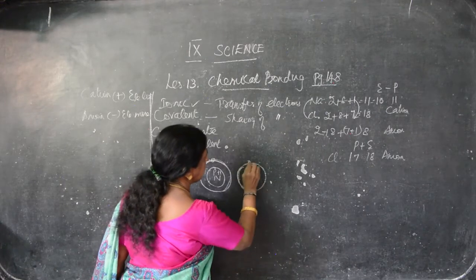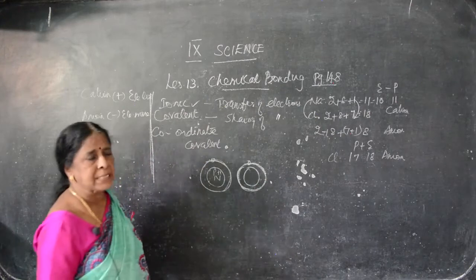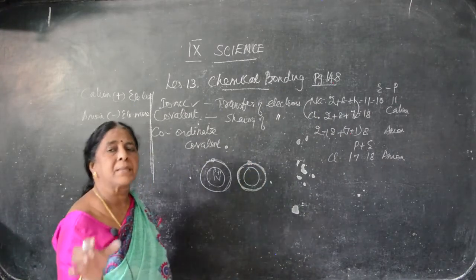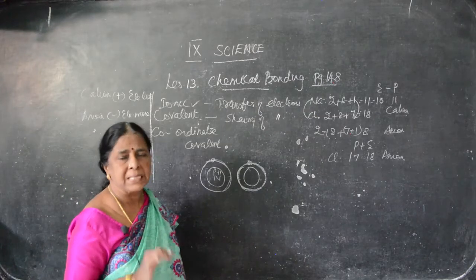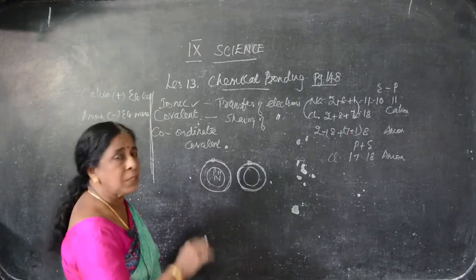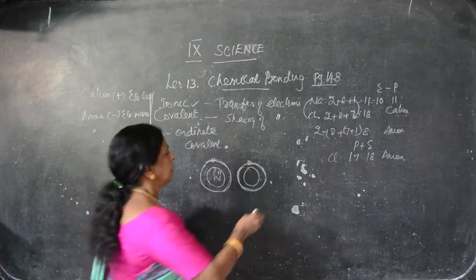For an atom to be stable, it wants to have at least 2 electrons in the last orbit. The electrons in the last orbit are known as valence electrons. That is the valency of that particular element. Now, they have to share to be stable.